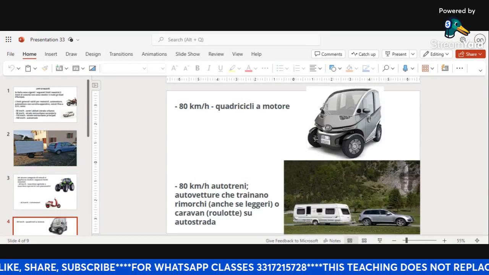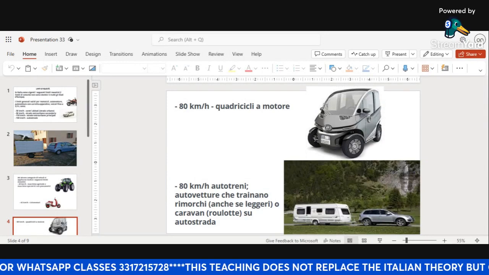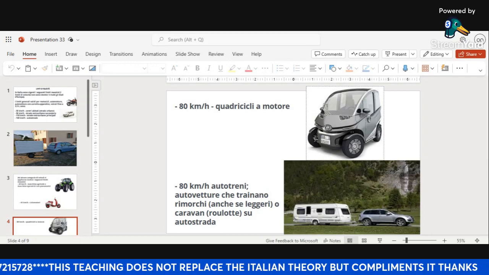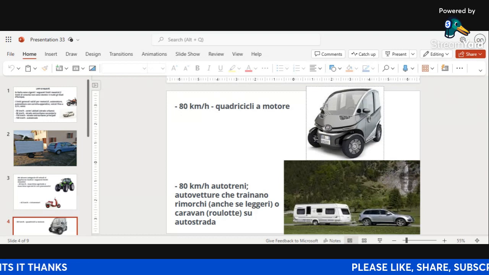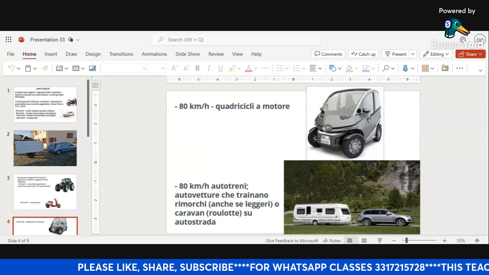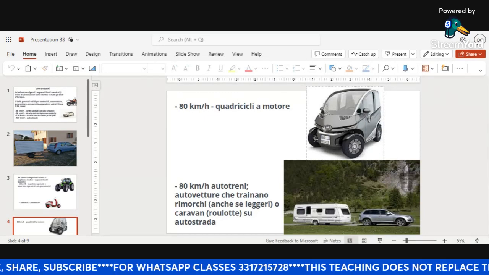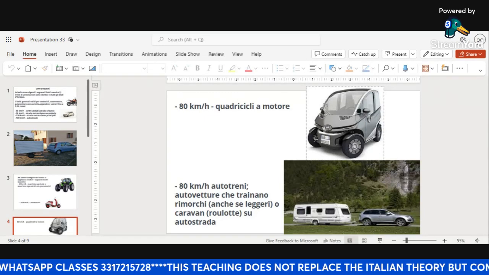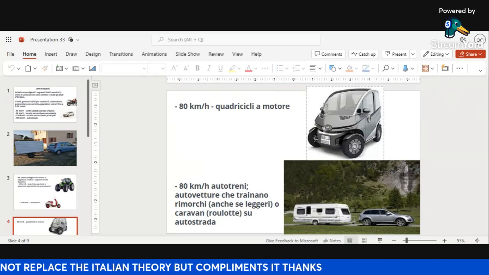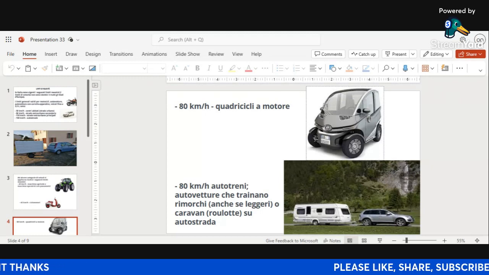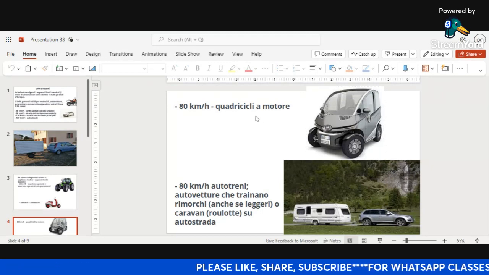Now we have quadricicli a motore, which is this particular vehicle. The speed limit of this vehicle is 80 kilometri per ora. Quadricicli are vehicles with four tires, but they are not part of autovetture. No, they are not part of auto vehicles; they are part of motor vehicles, motoveicoli. So it has four tires, but don't confuse it with autovettura or vehicles that fall under autoveicoli. It is under motoveicoli, and it is meant to go 80 kilometers per hour.